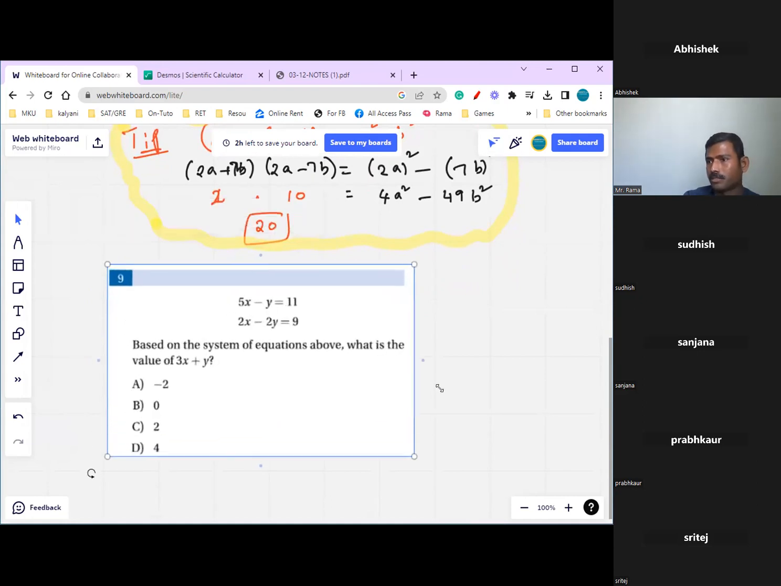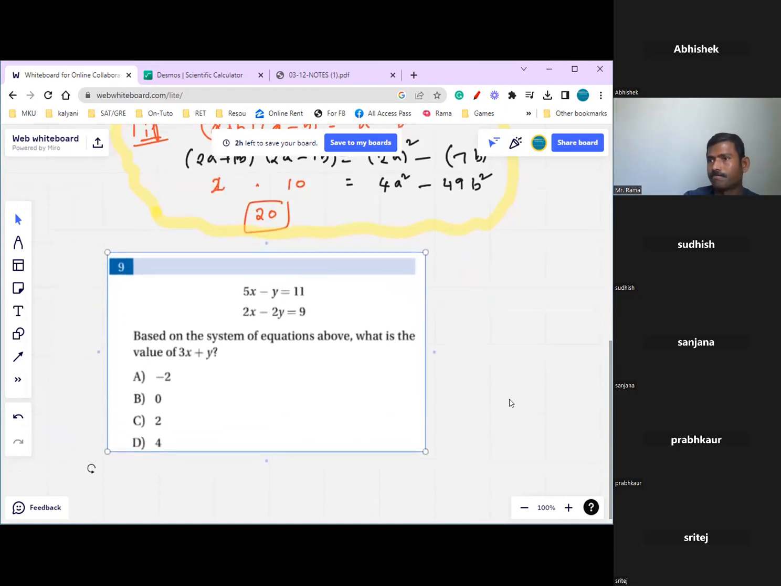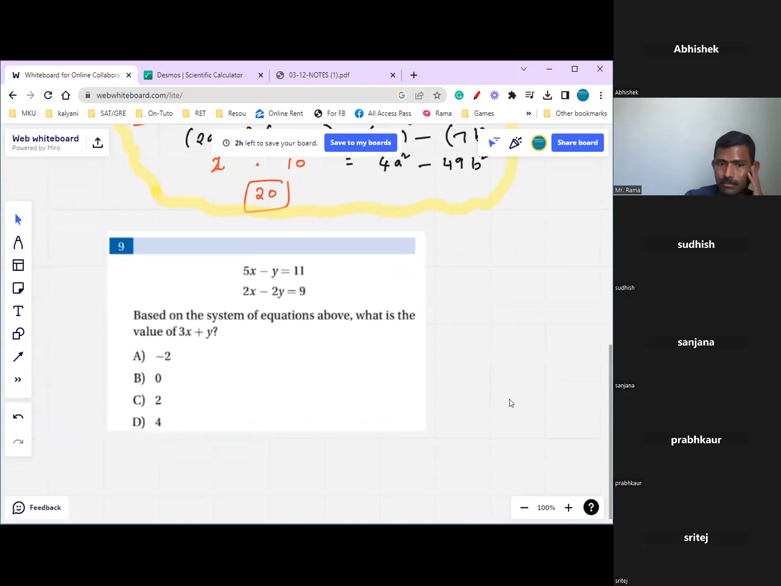Sanjana, can you please read this question for us? 5x minus y equals 11, 2x minus 2y equals 9. Based on the system of equations above, what is the value of 3x plus y? So you have 5x minus y is 11 given, and another equation is given, and we need to find the value of 3x plus y.